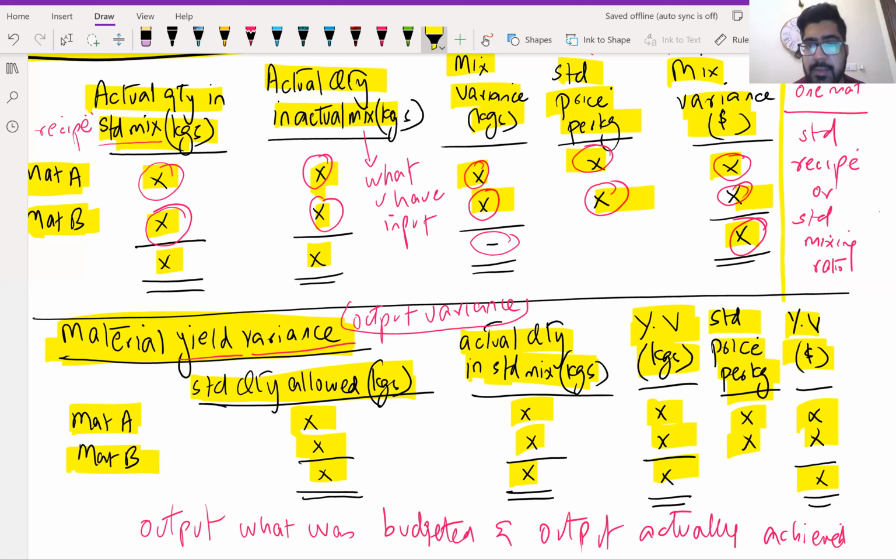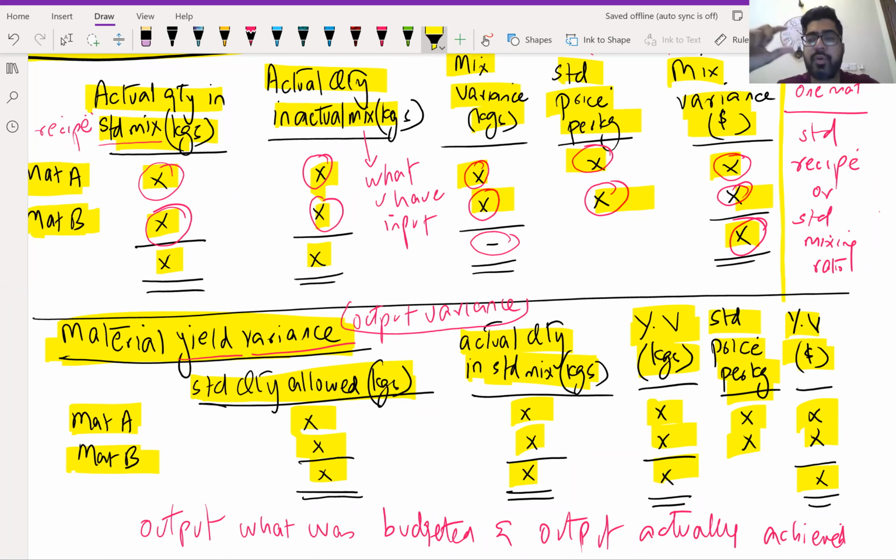Okay, so let's suppose we are starting with material mix and yield variances. What was the first thing I told you? They are the branches of two variances. Material mix and material yield variances are the branches of MUV, material usage variance, which is broken into two parts, mix and yield. What are mix variance and yield variance? They arise when there are more than one material.